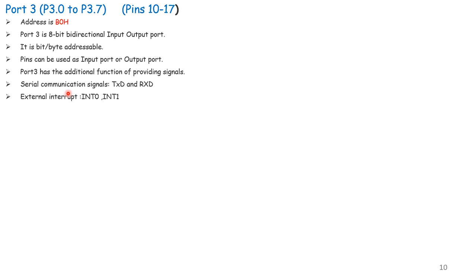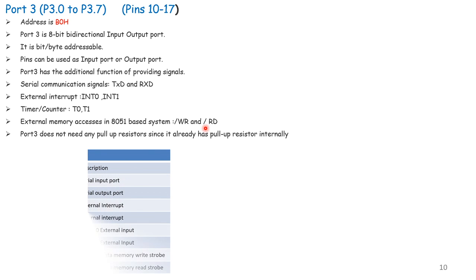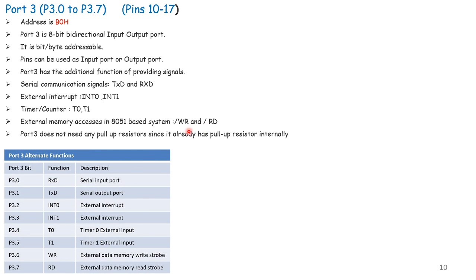Two pins for external interrupts, INT0 and INT1. Two pins are for timer and counter, T0 and T1. And for external memory access, the 8051 needs the strobes, that is WR bar, meaning logic level 0 activates WR, and similarly RD bar. Port 3 does not need any pull-up resistor since it already has an internal pull-up resistor. So there is no need of an external pull-up resistor.